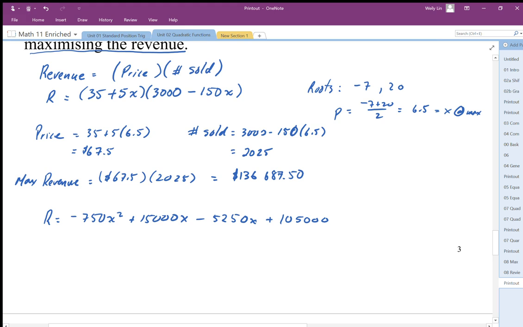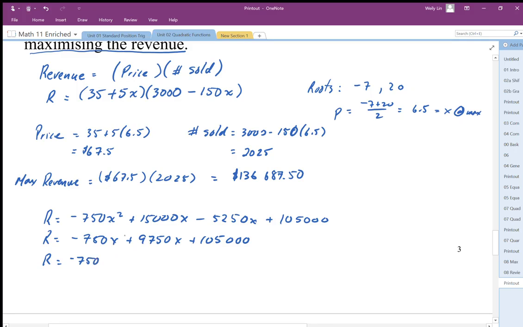Okay, if I want to complete the square here to find the vertex, I factor out the negative 750. Oops, I think I have to combine those like terms first. 15,000 minus 5,250 gives me 9,750x, plus $105,000. Okay, so now I can complete the square.